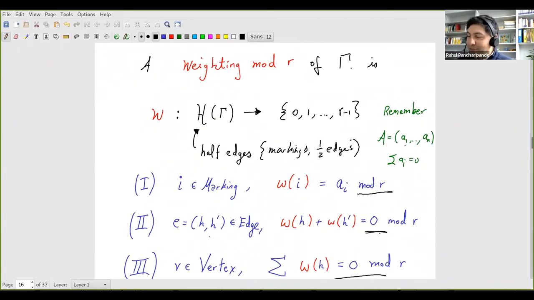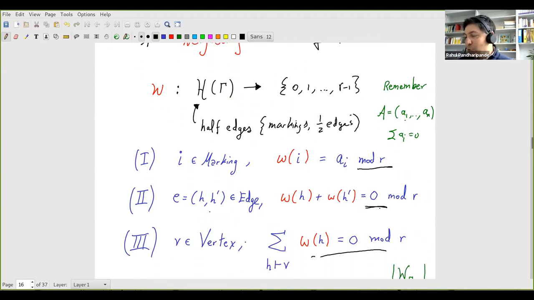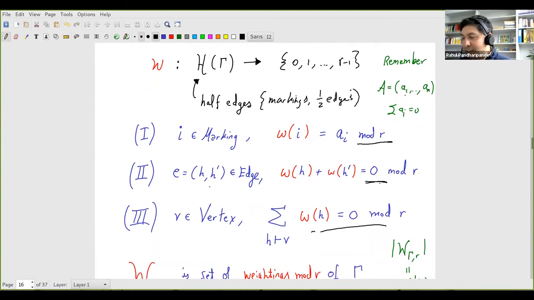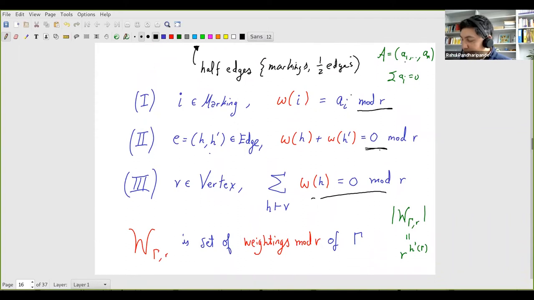If I have this graph, I can consider all of these weightings that satisfy these properties. Of course, there are only finitely many of them, because the graph is a finite object and the weightings have a finite image here. And in fact, it's very easy to count how many there are. The first exercise, a very simple one: the number of these weightings is exactly r to the Betti number of the graph. In particular, if it's a tree, in the compact type case, this is only one.